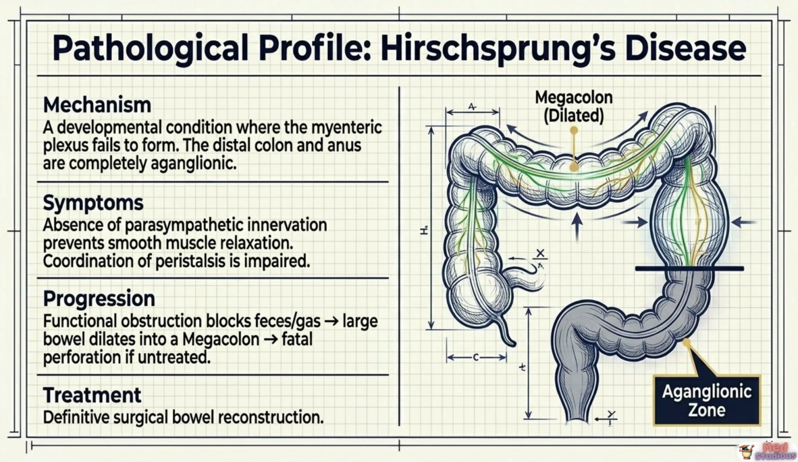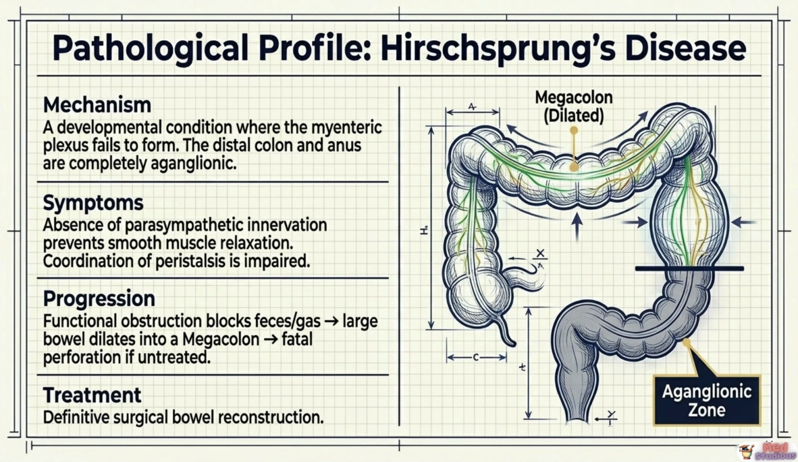Our second pathology occurs at the opposite end of the GI tract, Hirschsprung's disease. Unlike achalasia, which is acquired later in life, Hirschsprung's is a congenital, developmental condition recognized in infancy. During fetal development, the neural crest cells completely fail to migrate, meaning the enteric plexus entirely fails to form in the distal colon and rectum.